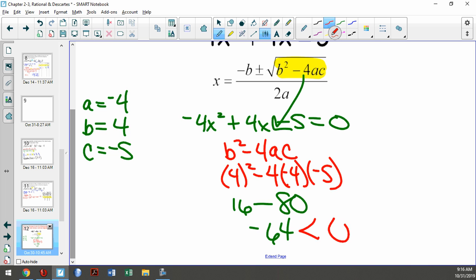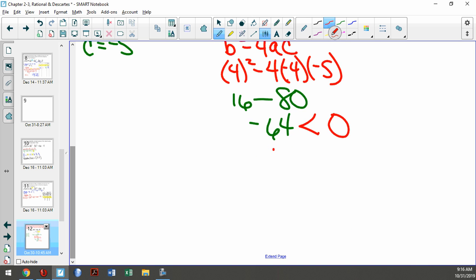This is less than 0, which would mean I'm taking the square root of a negative number. So what type of root would I have? I will have 2 imaginary roots. And this is just like problems 9 through 12.